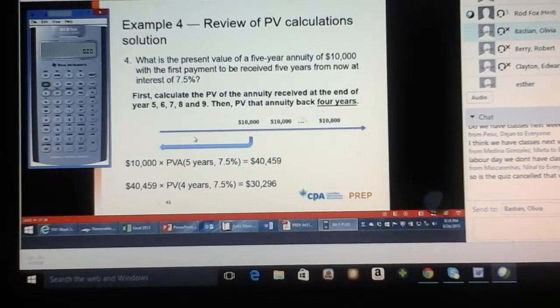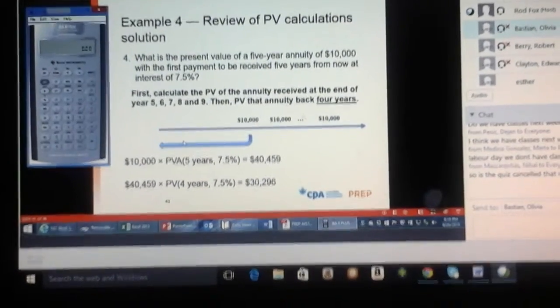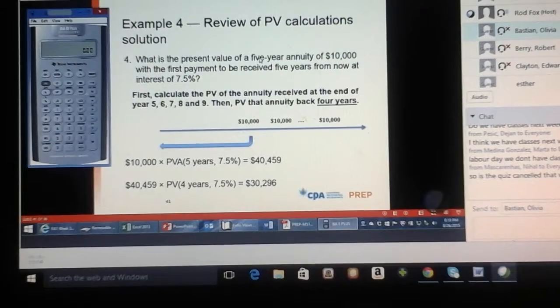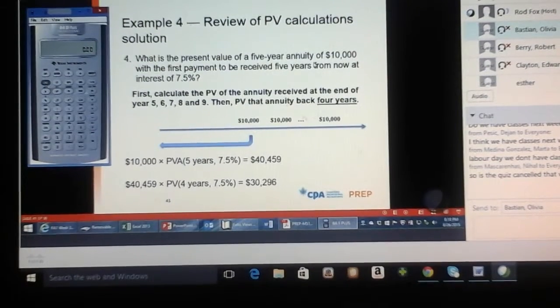Okay, so in this case, they're saying, what is the present value of 5-year annuity of $10,000 with the first payment to be received 5 years from now at interest of 7.5%?